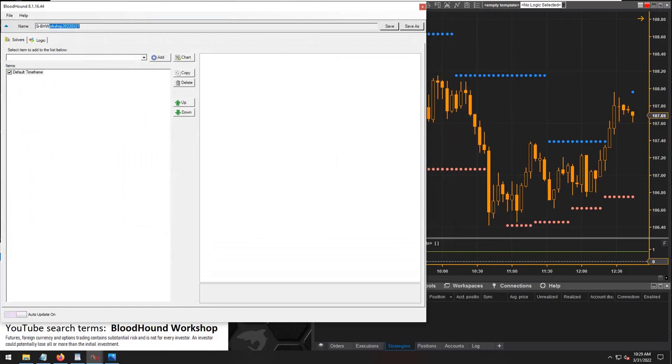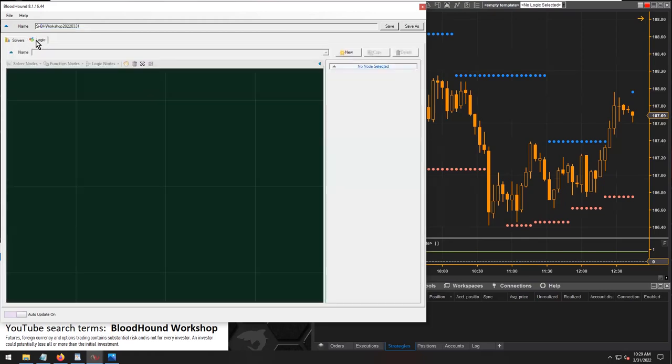Okay, so now that we have our file name in here, all of our work will now get saved to the file. So next, I'm going to switch over to the logic tab so we can start working on the logic board here. And let's see, I'm going to hit the new button here to start a new logic template. And what should we call this? So this is a multi-timeframe swing trend signals, I guess.